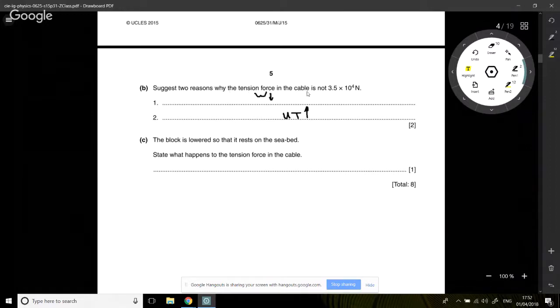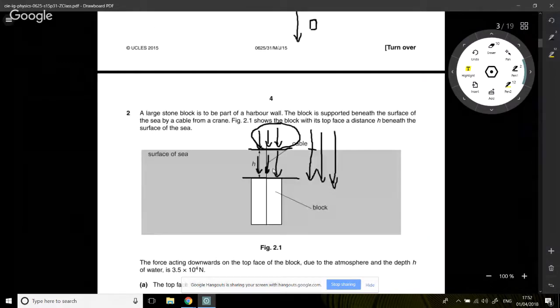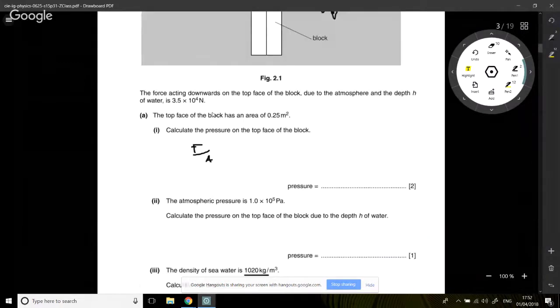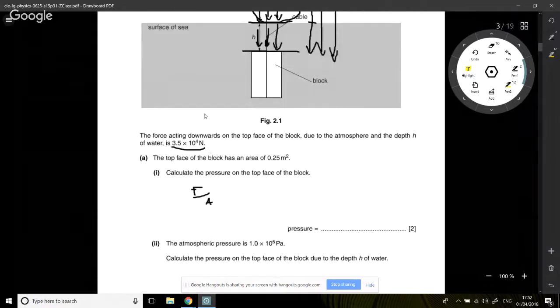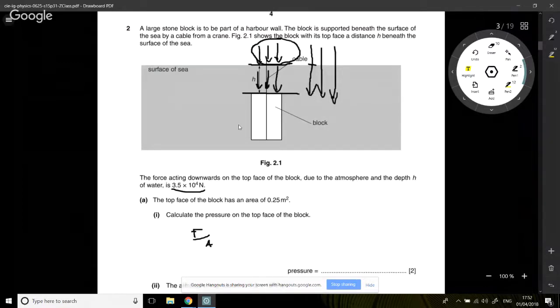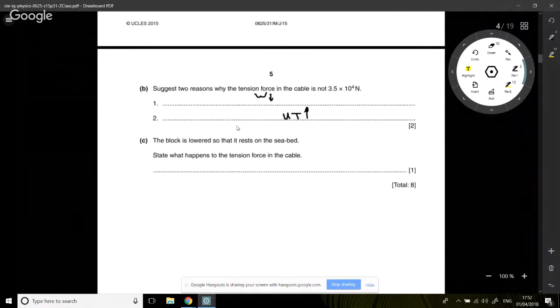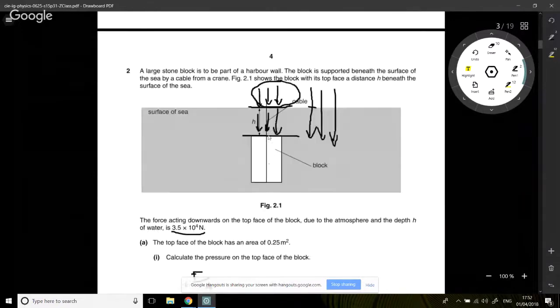All right. So just two reasons why the tension force in the cable is this. So they're saying, well, okay, we've got all of this pushing down in here, this amount here, but why isn't the cable holding that up? So basically, we've got the weight of the block acting down, and then we've got the upthrust from the water.